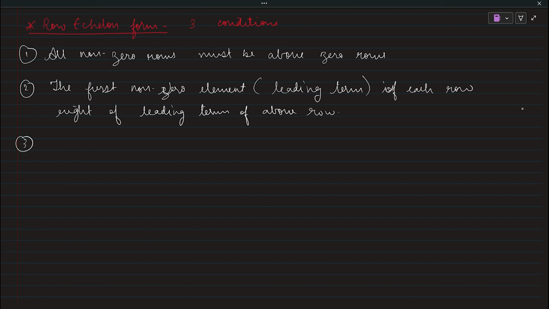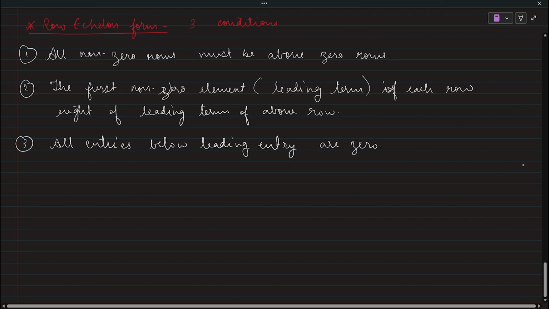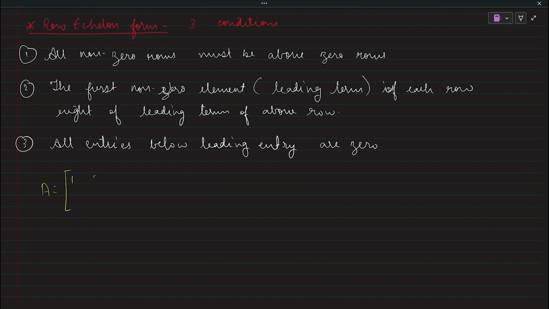Third condition is all entries below the leading entry or leading term are zeros. If a matrix satisfies these three conditions, we say that matrix is in row echelon form. Let's take an example. Let A be a matrix 1, 2, 4, 0, 1, 4, 0, 0, 2.